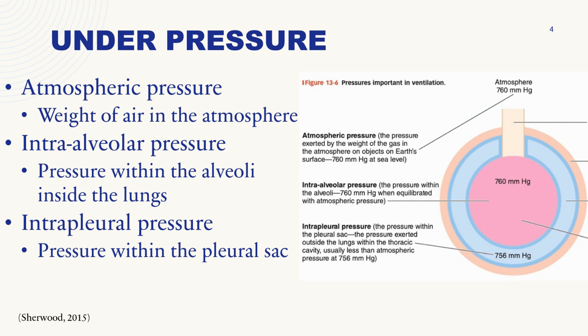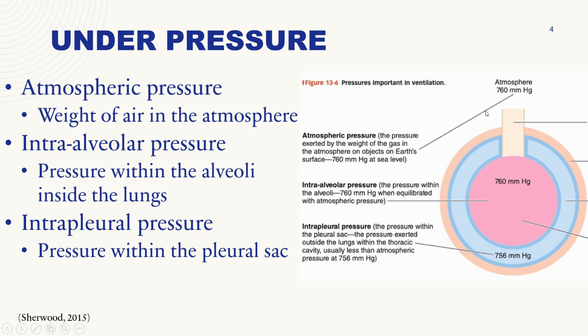The last type of pressure is intrapleural pressure, which is the pressure within the pleural sac. Unlike intra-alveolar pressure, intrapleural pressure is exerted exteriorly from the lungs. However, it's still inside the thoracic cavity. This is because the pleural sac is a closed environment in itself, meaning that air is not going to flow into or out of it due to a pressure difference, either within the atmosphere or within the intra-alveolar pressure. It's like its own little closed container of pressure.